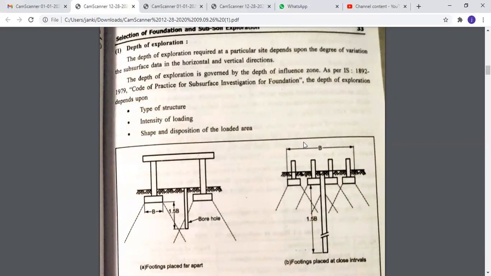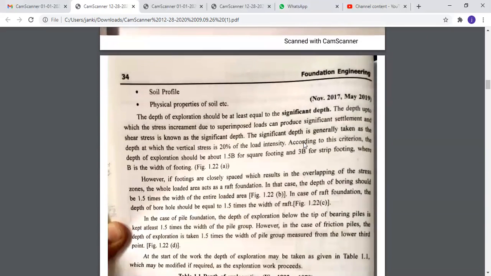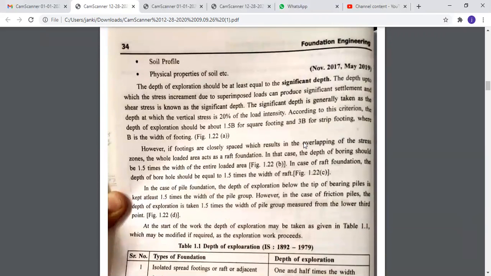1892 of 1979, Code of Practice for Subsurface Investigation for Foundations, the depth of exploration mainly depends on the type of structure, second the intensity of loading, third the shape and disposition of the loaded area, the soil profile, and the physical properties of the soil, etc. Going forward, the depth of exploration should be at least equal to the significant depth.